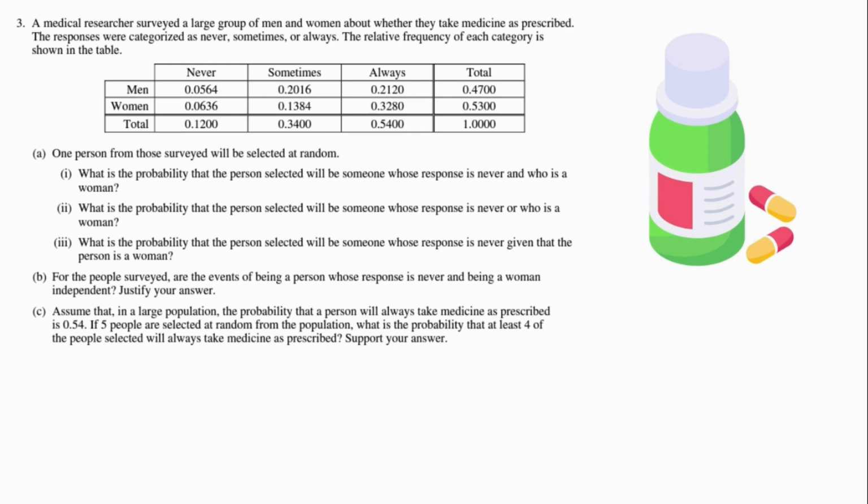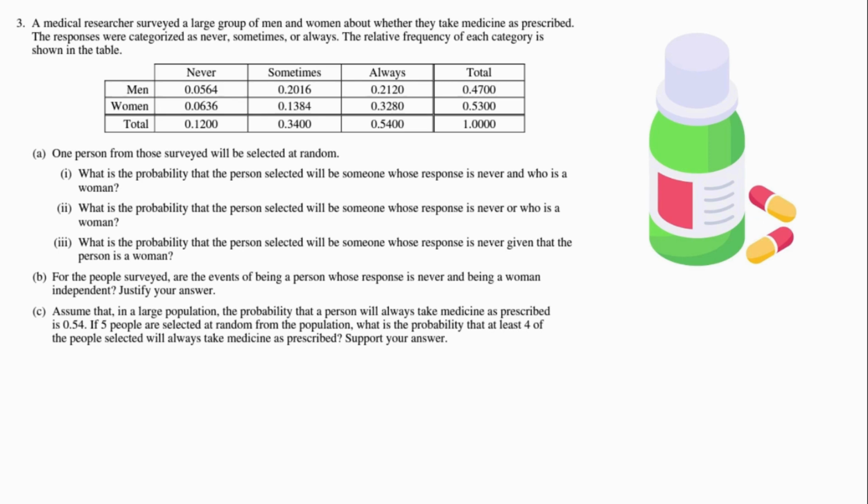Part A. One person from those surveyed will be selected at random. We got little Roman numerals 1, 2, and 3. Let's start with number 1. First, what is the probability that the person selected will be someone whose response is never and who is a woman? Number 2. What is the probability that the person selected will be someone whose response is never or who is a woman? Notice the words I'm emphasizing. Number 3. What is the probability that the person selected will be someone whose response is never given that the person is a woman?